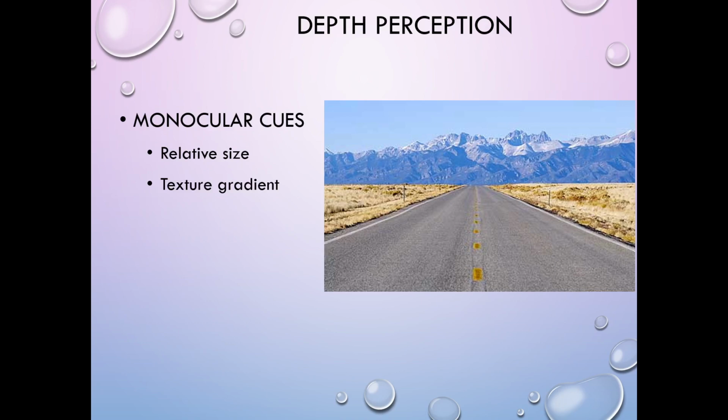Texture gradient. You can see more detail in the things that are closer to you. You can see some of the asphalt, the little individual rocks and stuff in the close-up. And it just becomes basically a smooth road off in the distance. Same thing for the grasses and stuff like that.